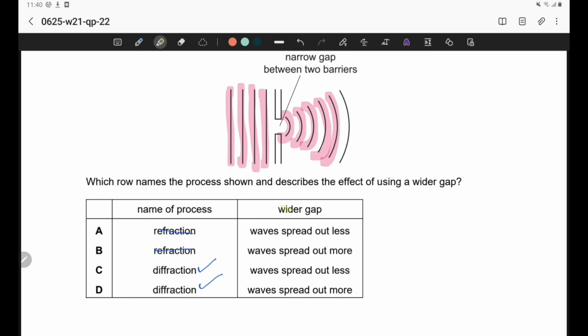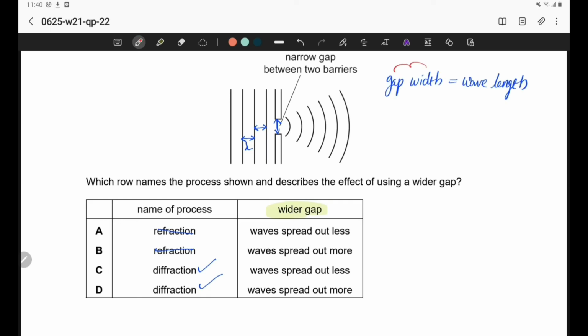Next is about what will happen when the gap is wider. So in this given picture we can see the distance between wave fronts, that is nothing but wavelength, and the gap width, both are almost the same. So the amount of diffraction will be maximum. So as shown in the figure, when gap width is equal to the wavelength, the diffraction will be maximum. But now when the gap width increases or it becomes wider, what will happen to the amount of diffraction?